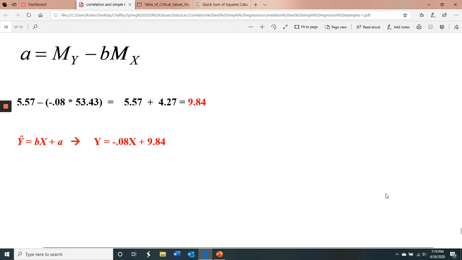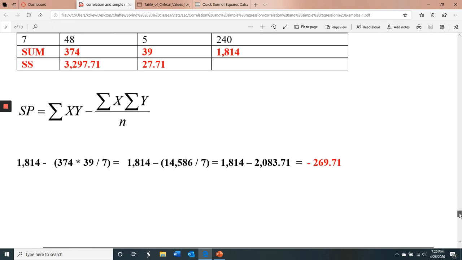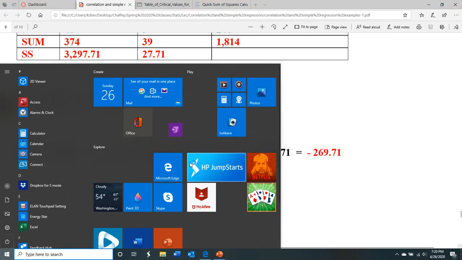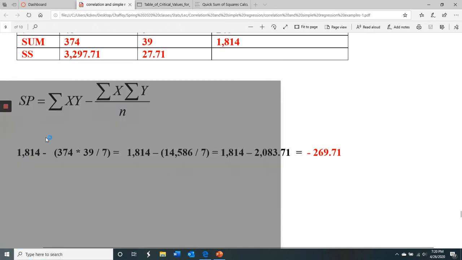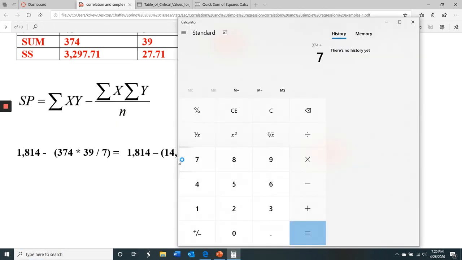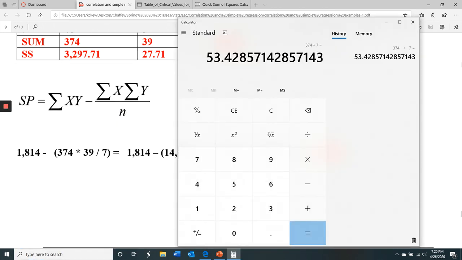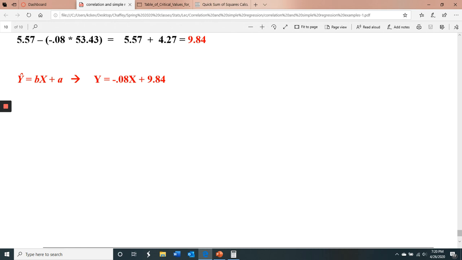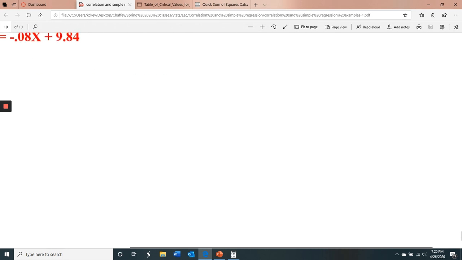And then once we have the slope, we can then solve for the Y-intercept. So the mean of y and the mean of x. I didn't do that right here, but these should match. I'm going to do it right now. So 374 is the sum of x. We have 7 people, correct? So 53.43. Let me check that. 53.43 is the mean of x. Yeah.